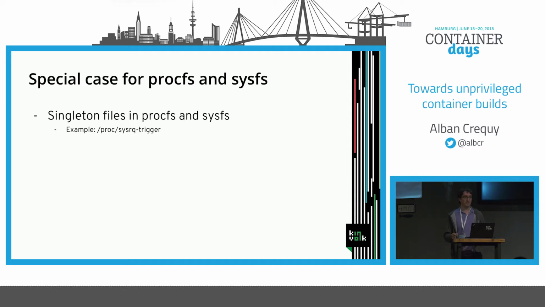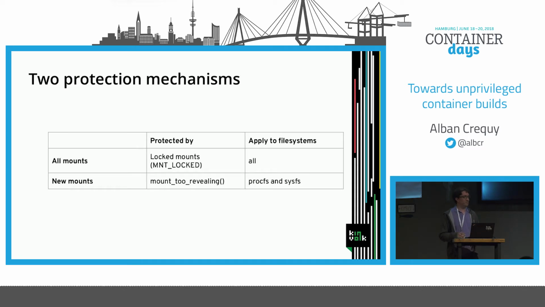And if you try to mount a brand new proc file system, it will see, oh, actually there is a previous proc file system, and there was some protection there. So I see you are trying to go around that, so it will not allow it. So we have seen two different mechanisms to protect those mounts. Locked mounts, that protect systemd services on a Docker container, for example, from trying to unmount things inside. And the other one specific to procfs and sysfs.